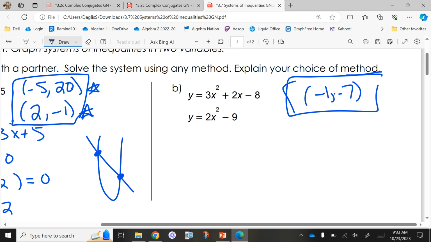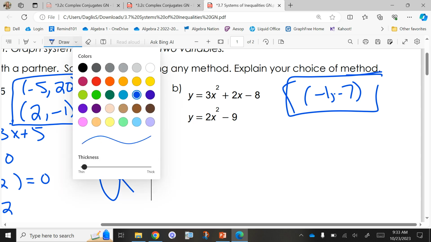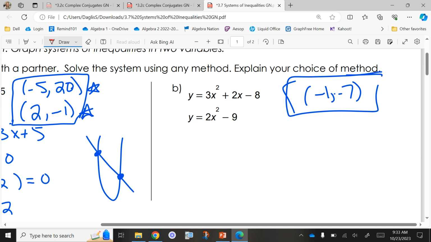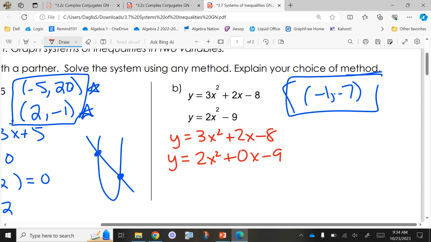Okay, so what I did with elimination is I multiplied my second equation by a negative 1. Before you do that, though, you do have to make sure each piece is represented. So my top equation is still y equals 3x squared plus 2x minus 8. My bottom equation is 2x squared, I put in a 0x and then minus 9. I left the top alone.